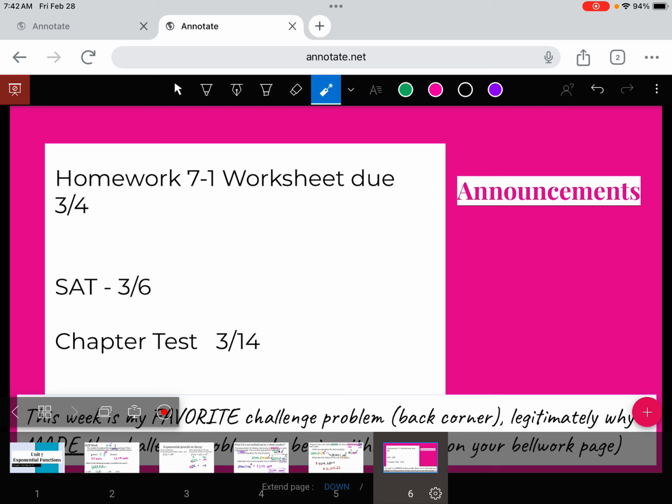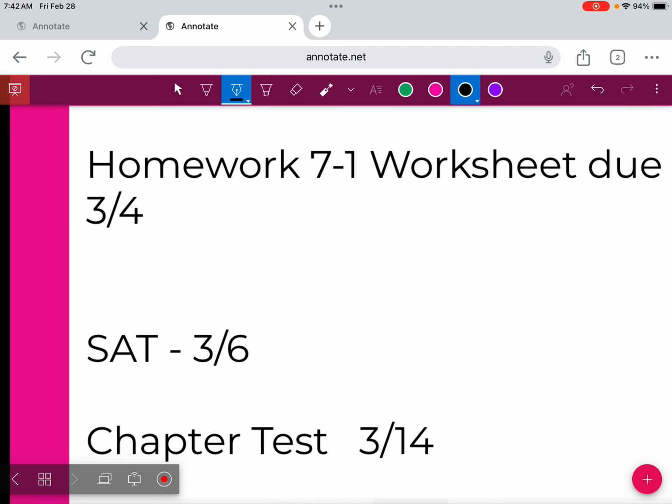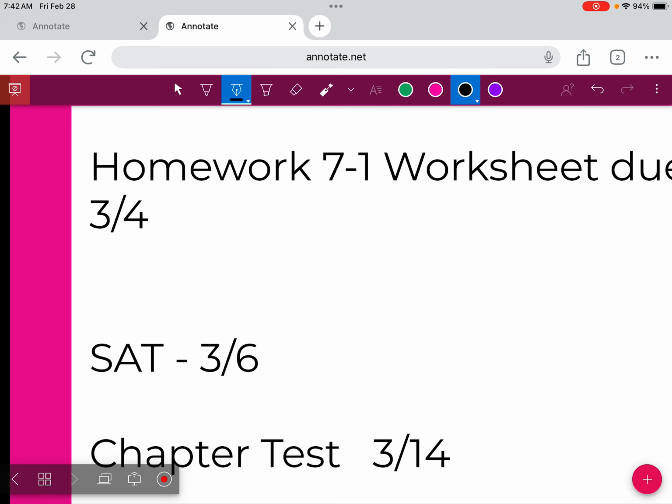SATs are happening next Thursday, so just letting you know in advance. And our chapter test is going to be on the 14th. Okay? Don't forget we turn in our homework. Yes, thank you. I will write that in here. So make sure you turn in your bell work. If you have anything that's past due, get that turned in. I'm going to do my best to get everything caught up and graded over this weekend. But, you know, we'll see how it goes. So turn in bell work.